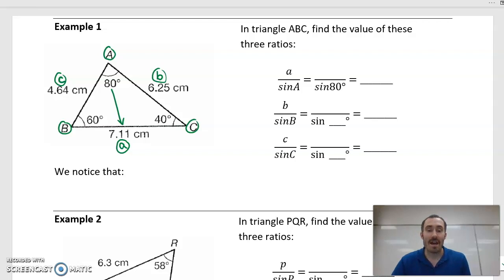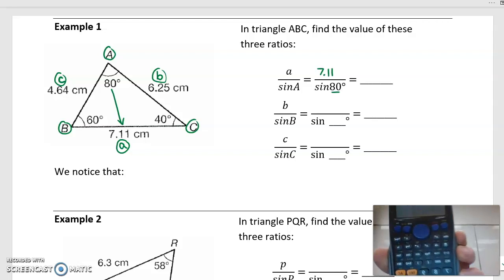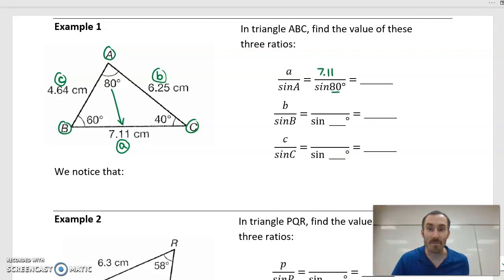So let's give that a shot. Angle A is 80 degrees, and so we've got that filled in here. Side A is 7.11 centimeters. So if we do 7.11 divided by the sine of 80 degrees, I'm going to do that on my calculator so you can see what it looks like typed in. 7.11 divided by the sine of 80 degrees. That's how mine gets typed in. Your calculator might want you to type it in 7.11 divided by 80 sine if you have a one-line calculator, or if you're using your phone, shame on you. 7.11 divided by the sine of 80 degrees is equal to 7.2197.